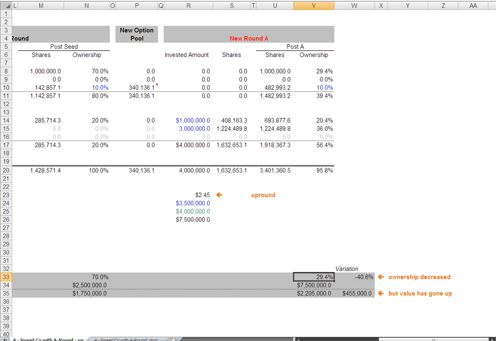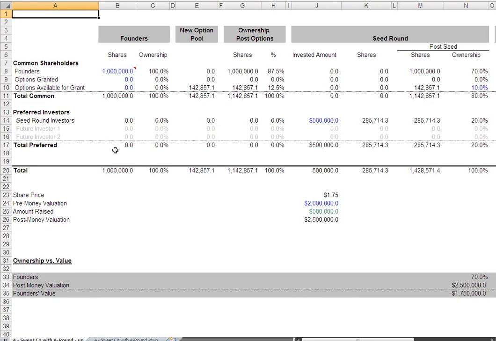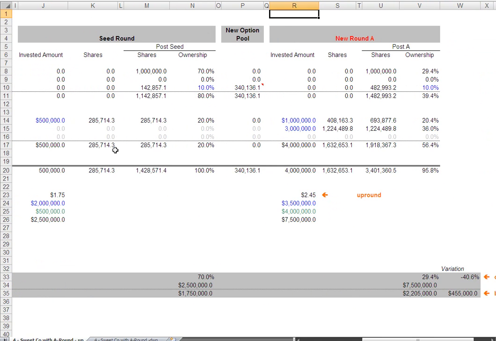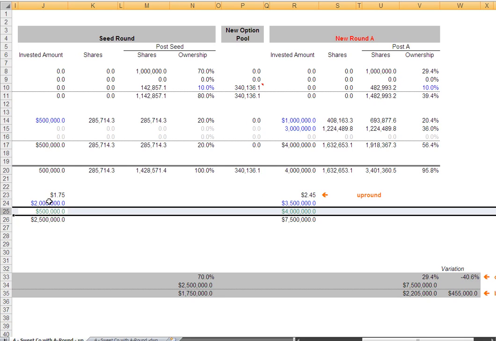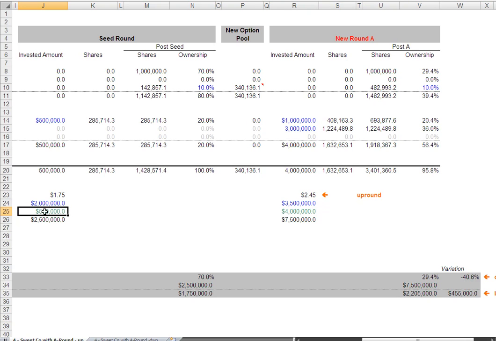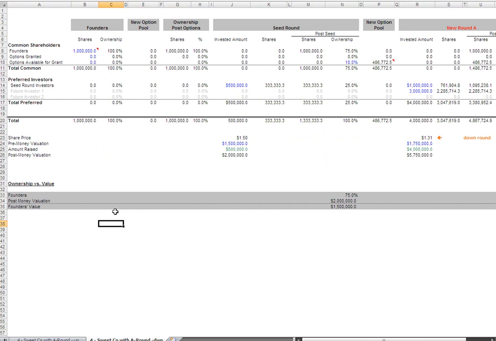So in that scenario, although their ownership has gone down, the value that the entrepreneurs maintained is higher. Now, take a look at an example where instead of being an up round, because in this case the value of the next round occurred at a $3.5 million valuation, meaning that this $500,000 that was invested during the seed round generated more value than just $500,000. If you look at the down round scenario for the same, let me just change this to 2 million.